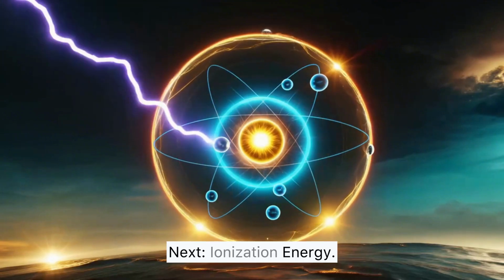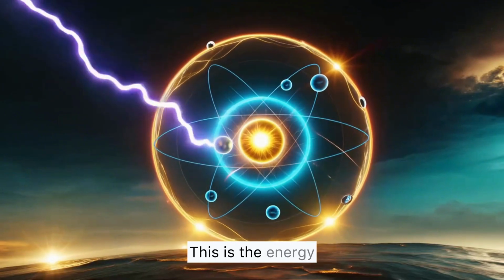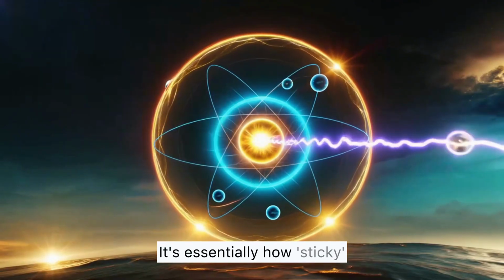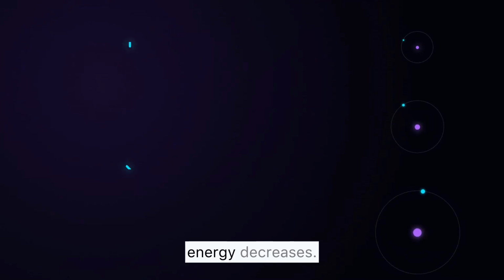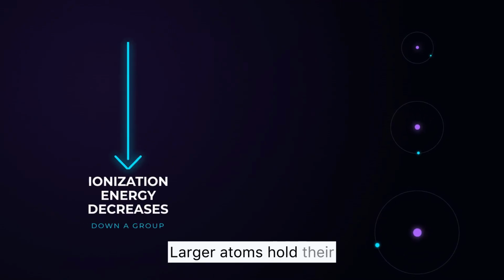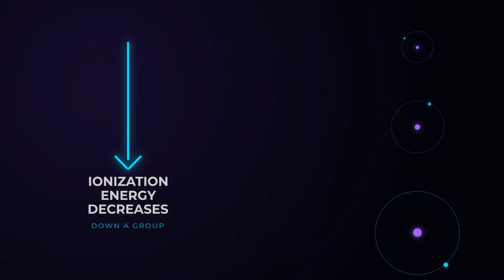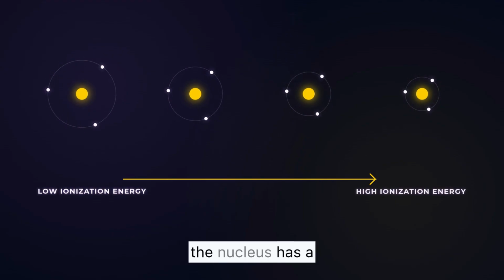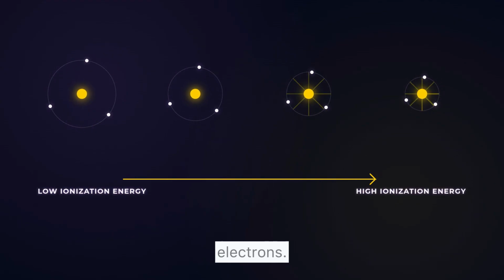Next, ionization energy. This is the energy required to remove an electron from an atom. It's essentially how sticky the electrons are. Down a group, ionization energy decreases. Larger atoms hold their outer electrons more loosely, making them easier to remove. But across a period, it increases. Atoms are smaller and the nucleus has a stronger grip on those electrons.